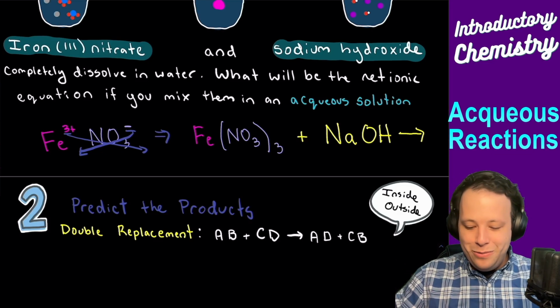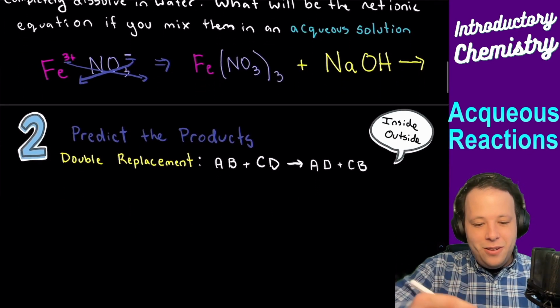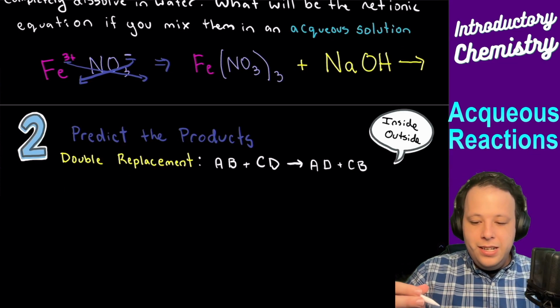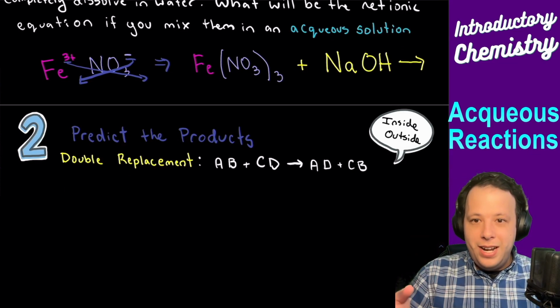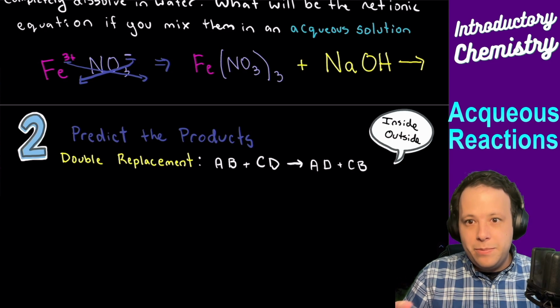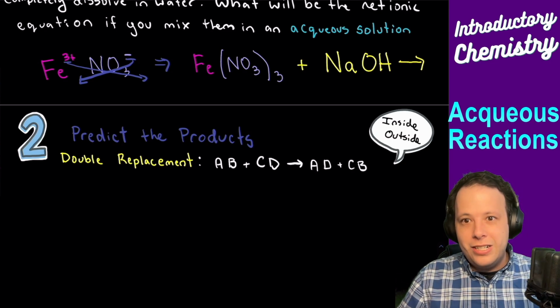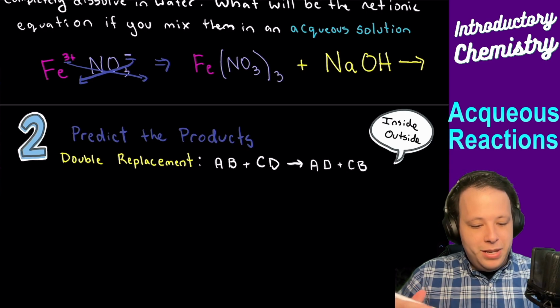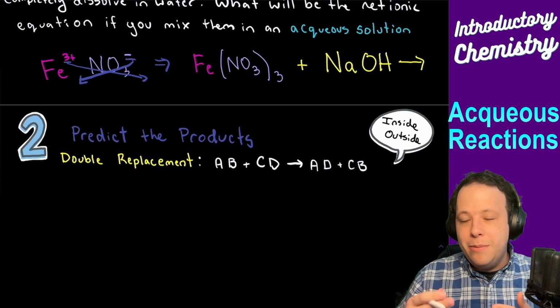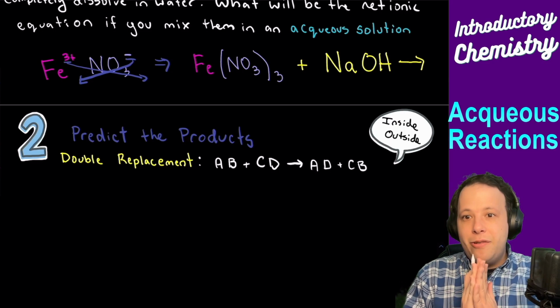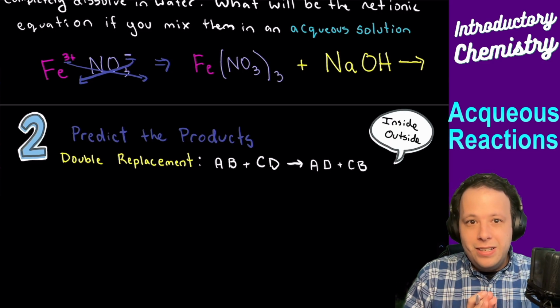The easier ones, not so much. All right, now let's predict the products. With most aqueous reactions, it's going to be double replacement or double displacement reactions, about 99% of them, which is really nice. That means we don't have to play this guessing game of what is the recipe for figuring out what type of chemical reaction.